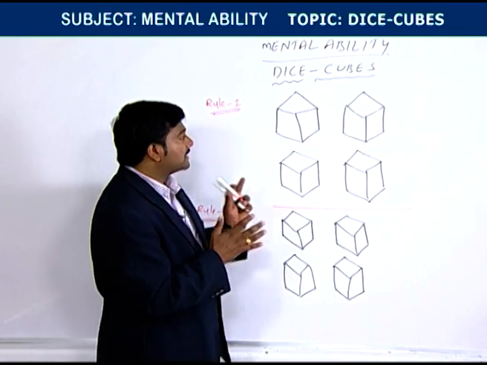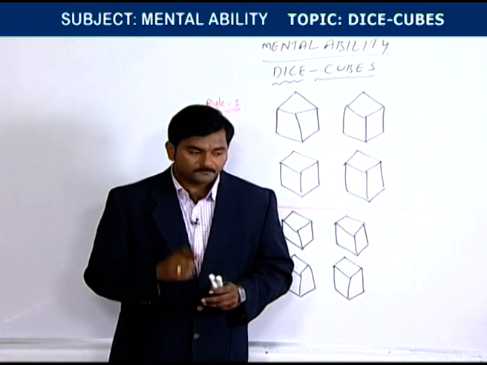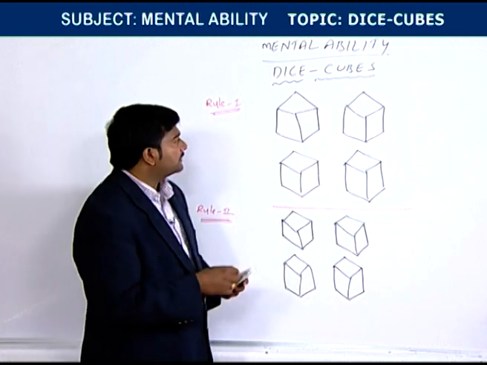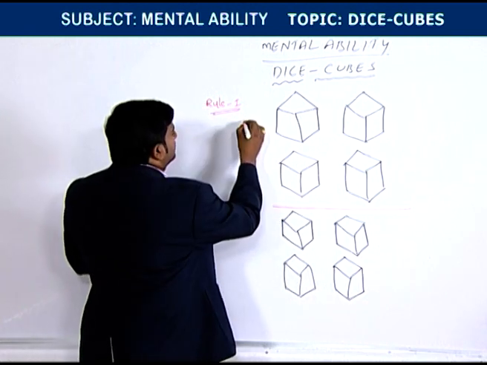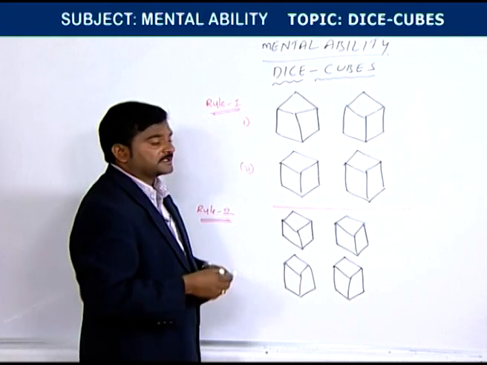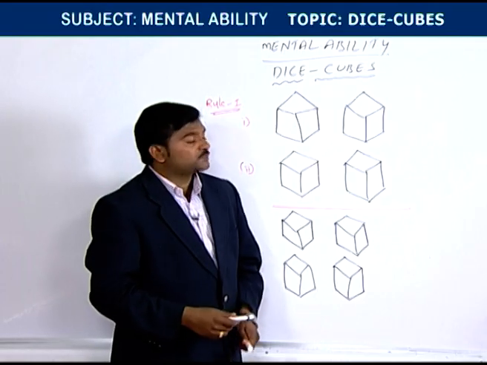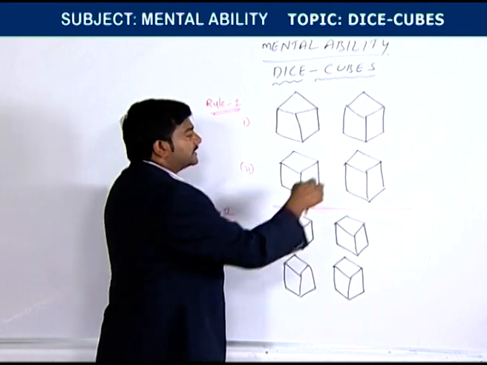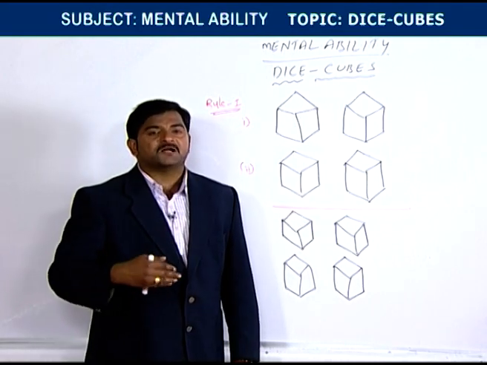Okay, let us start by discussing rule 1. In rule 1, for example, let's say this is one question, and this is a second question. Now these two diagrams in the first question are indicating the positions of the 2 dice.